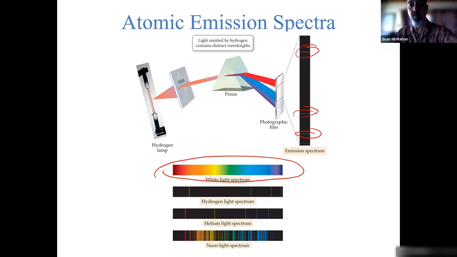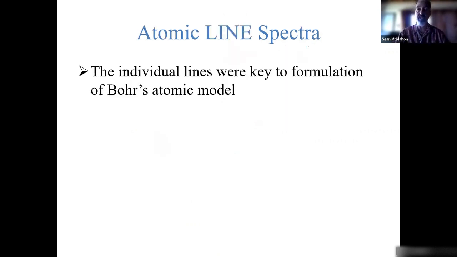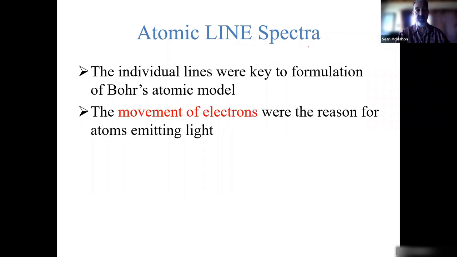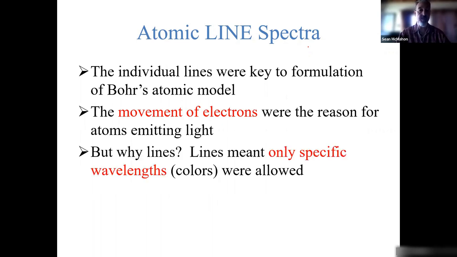So why is it that we're seeing individual lines? Well, Bohr formulated his model of the Bohr atom based on these atomic line emission spectra. Essentially, the movement of electrons was the reason for the atoms emitting light. The reason why they're lines is because only specific wavelengths of color are allowed.